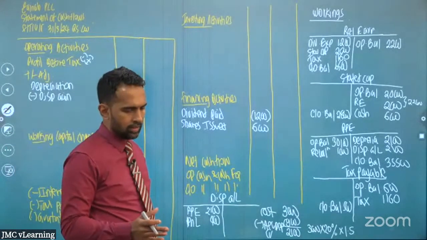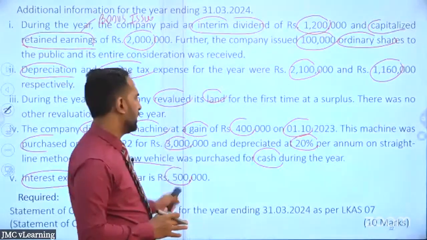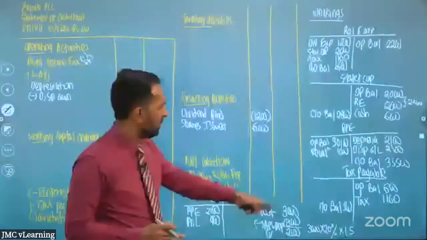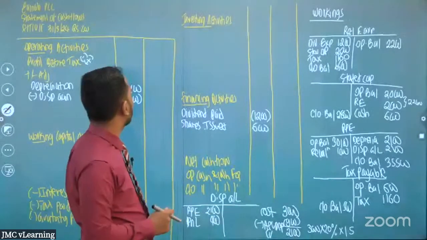Done. Right. So then we have done the disposal adjustment. Finally, they are saying they have purchased PPE for cash. Once we close down the PPE account, we'll get the balance. So I'll just keep it.